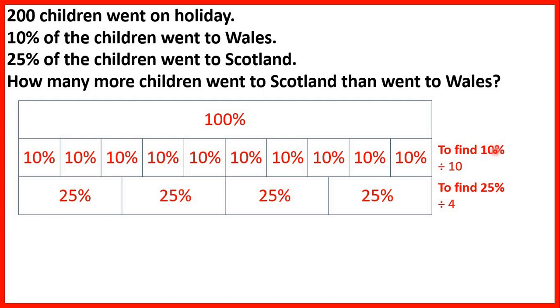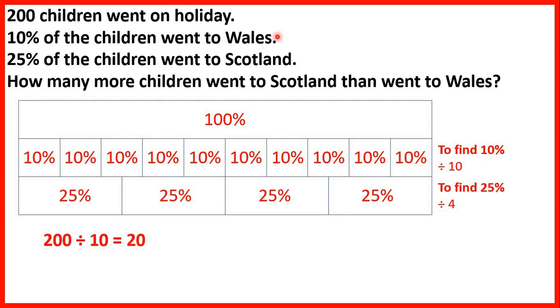Notice a percentage is a fraction with a denominator of 100, and 10% can be simplified to 1/10. 10 hundredths is the same as 1/10, so we divide by 10. And 25 hundredths can be simplified to 1/4, so that's why we divide by 4. So to find the number of children who went to Wales, we can divide 200 by 10, and 200 divided by 10 is 20.